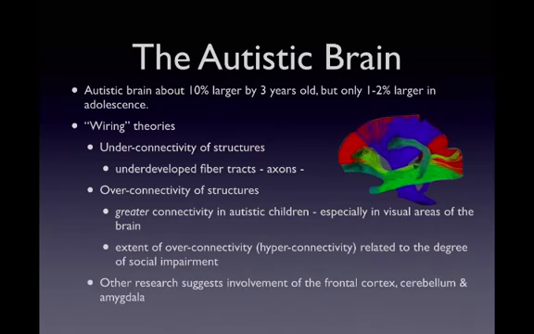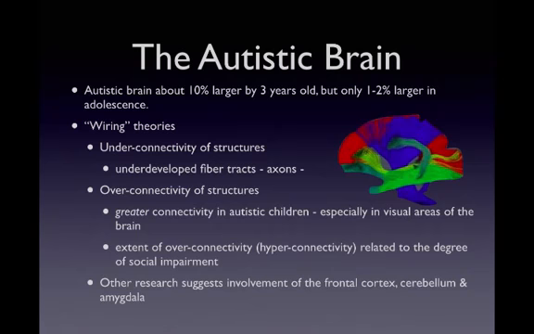Studies have also found evidence of greater connectivity in the brain, especially in the areas of visual processing. And this is consistent with recent findings of greater sensitivity of people with autism to auditory and visual input. They're more sensitive to sensory input, and they're faster at responding to sensory input.